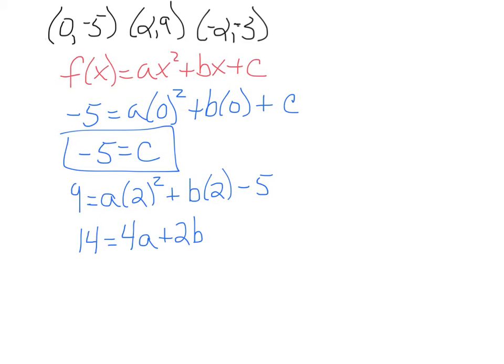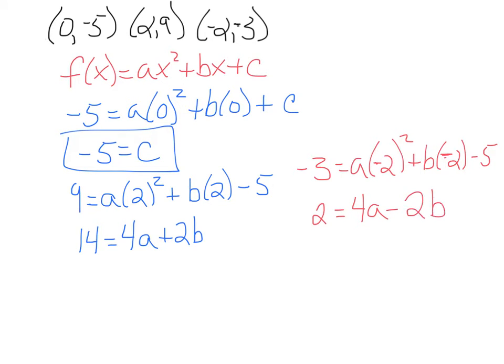Alright, and we're going to jump over here and use the last point that we haven't used yet. Our y value in this case is -3. And that equals a times -2 squared plus b times -2 minus 5, because that's our c again. Okay, and we're going to go through and simplify these. I'm going to add the 5 over, so we'll have 2 equaling 4a minus 2b. Just watch your signs, make sure you're doing your order of operations correctly.